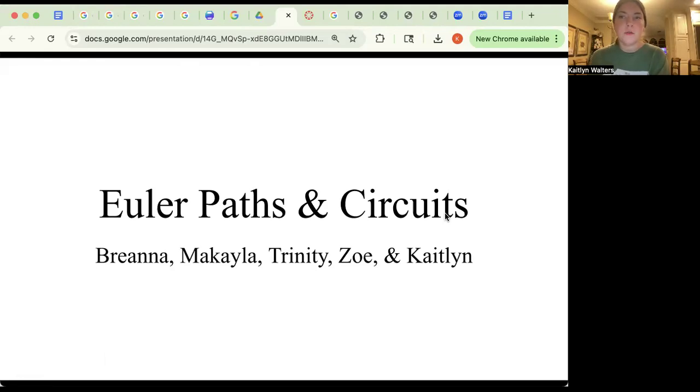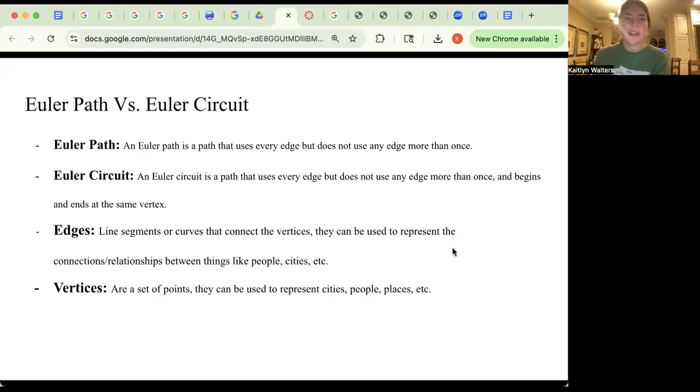So for our group's topic, we chose to do Euler paths and circuits. To begin, an Euler path is a path that uses every edge but does not use any edge more than once. An Euler circuit is a path that uses every edge but does not use any edge more than once and begins and ends at the same vertex.